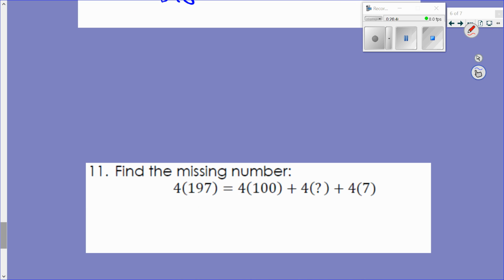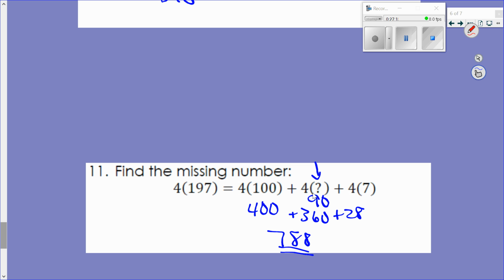I'll give you a full minute on this one. So, what was the question mark? Ooh, 90. So if I break this out, guys, 400s is 400. 90s is 360. 7s is 28. Put all those together, 788.